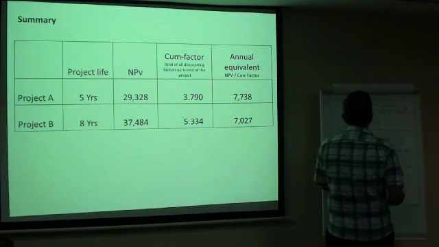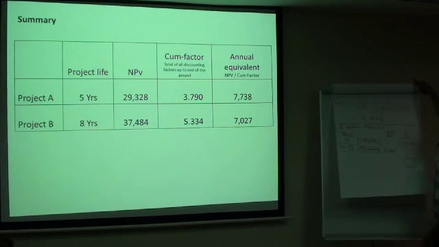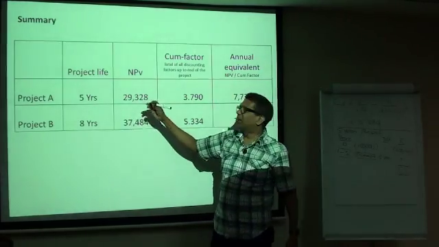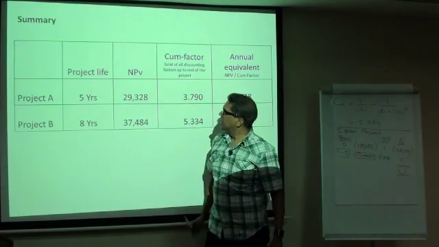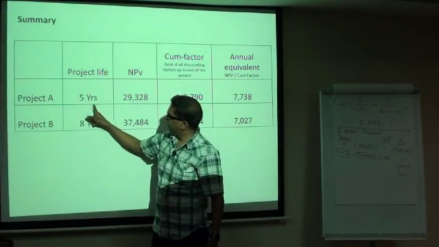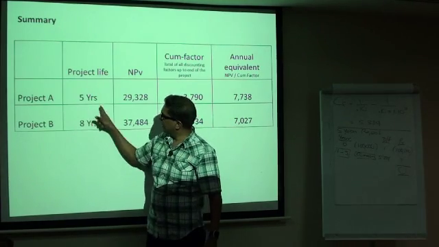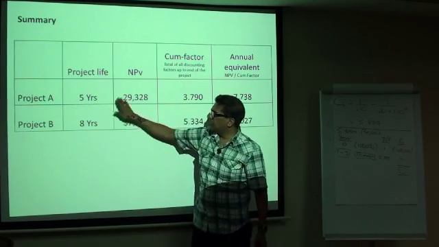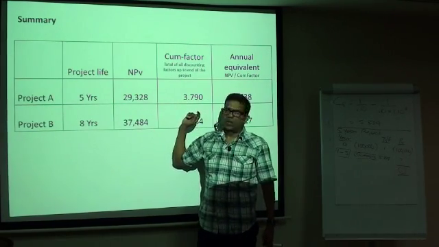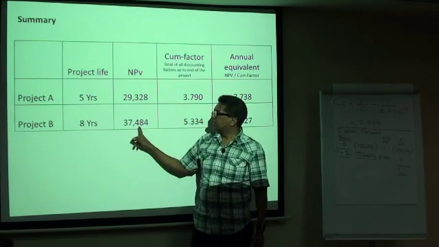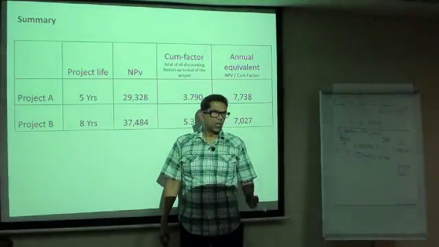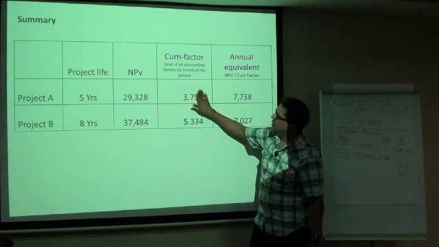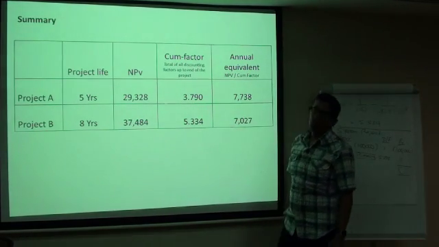So the take home is, if you are faced with 2 projects, this won't be tested, don't worry. If you are faced with 2 projects with 2 different lives and 2 different NPVs, now you are confused as to which is the best project. Is 29 million over 5 years best, or 37 million over 8 years best? To help out your confusion, we bring the cumulative factors in, divide the NPV by the cumulative factor, and go for an annual equivalent.